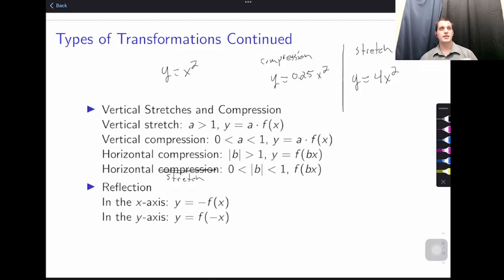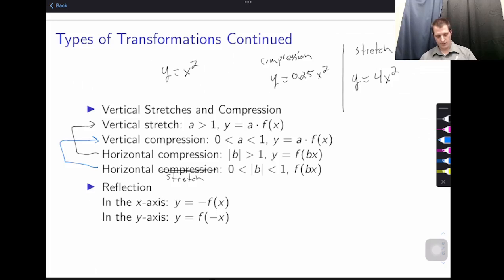All right, I'm going to skip the horizontal compressions and stretches because they're basically just the same thing as our vertical stretch and vertical compression, except they're flipped around. A horizontal compression is the same thing as a vertical stretch. A horizontal stretch is the same thing as a vertical compression.